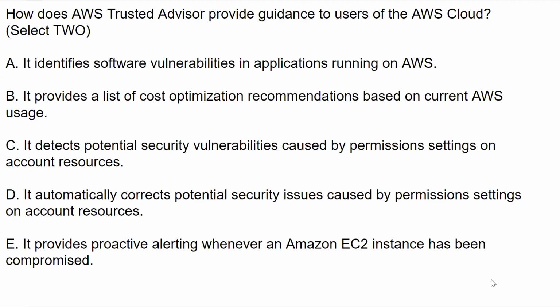How does AWS Trusted Advisor provide guidance to users of the cloud? It identifies software vulnerabilities in applications running on AWS. It provides a list of cost optimization recommendations based on current AWS usage. It detects potential security vulnerabilities caused by permission settings on account resources. It automatically corrects potential security issues caused by permission setting on account resources.